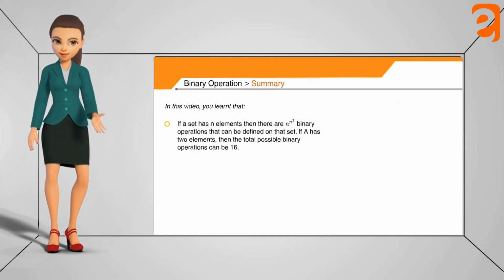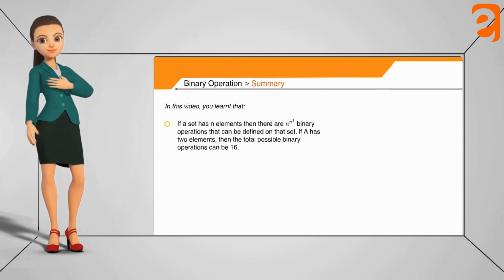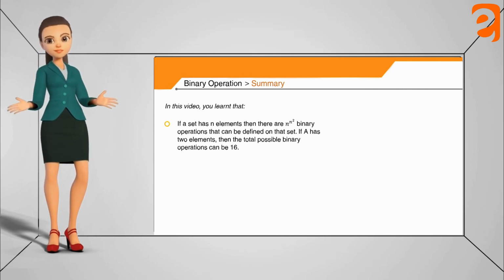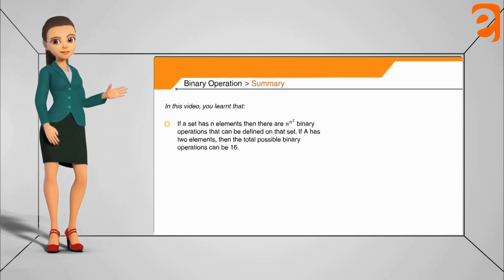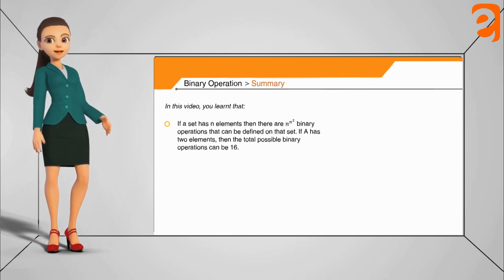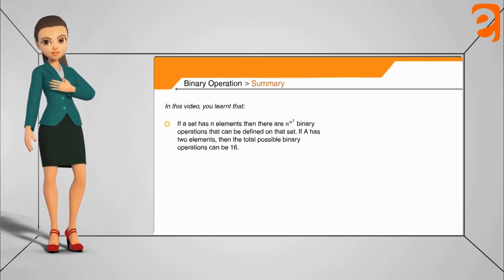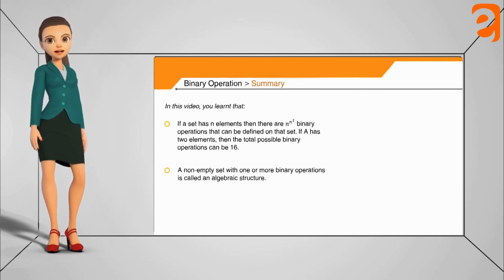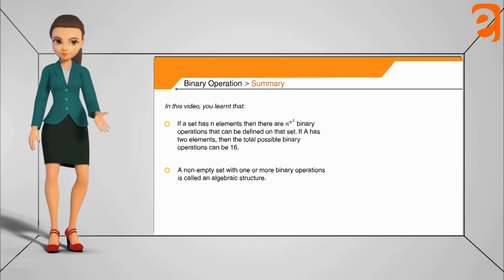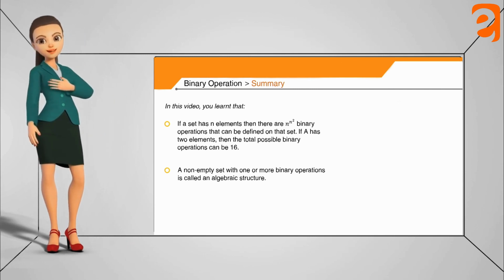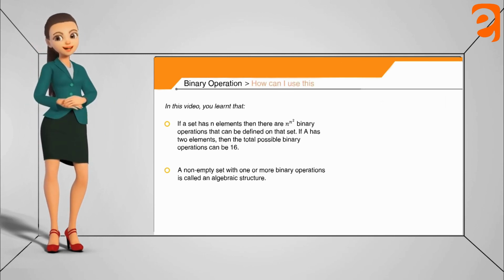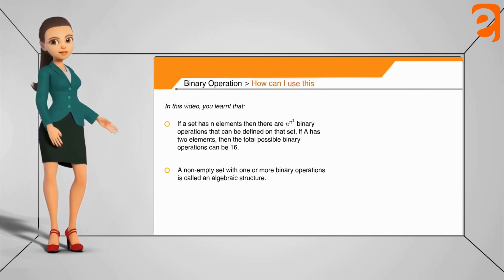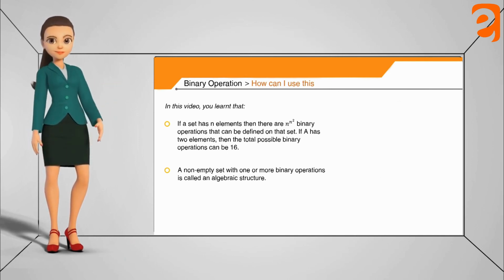In this video, you learned that if a set has n elements, then there are n to the power n squared possible binary operations on that set. Similarly, if A has 2 elements, then there are 16 possible binary operations on that set. A non-empty set with one or more binary operations is called an algebraic structure. Binary operations are used in computer programming, algorithm design, and many other ways.